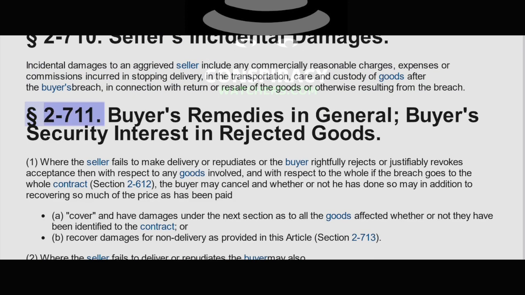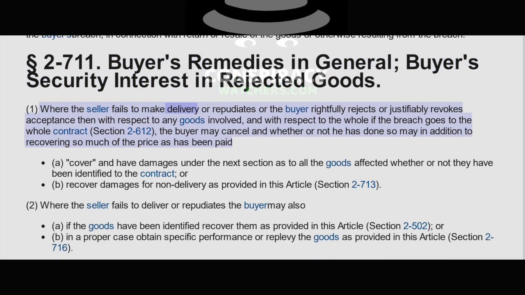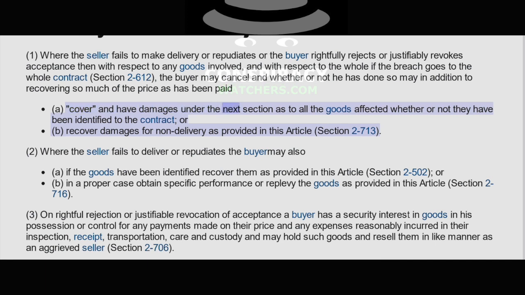Section 2-711. Buyer's remedies in general. Buyer's security interest in rejected goods. Where the seller fails to make delivery or repudiates or the buyer rightfully rejects or justifiably revokes acceptance, then with respect to any goods involved, and with respect to the whole if the breach goes to the whole contract, the buyer may cancel, and whether or not he has done so may, in addition to recovering so much of the price as has been paid, cover and have damages under the next section as to all the goods affected whether or not they have been identified to the contract, or recover damages for non-delivery as provided in this article.